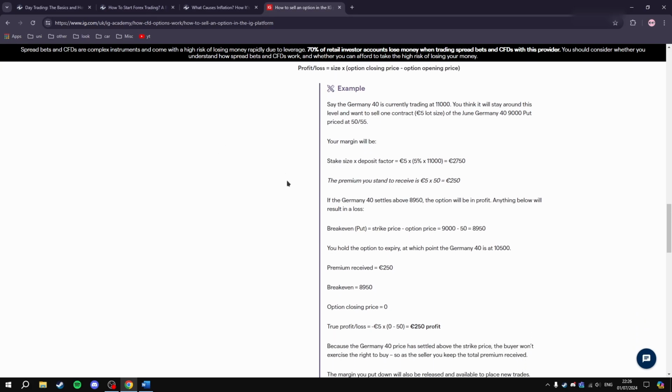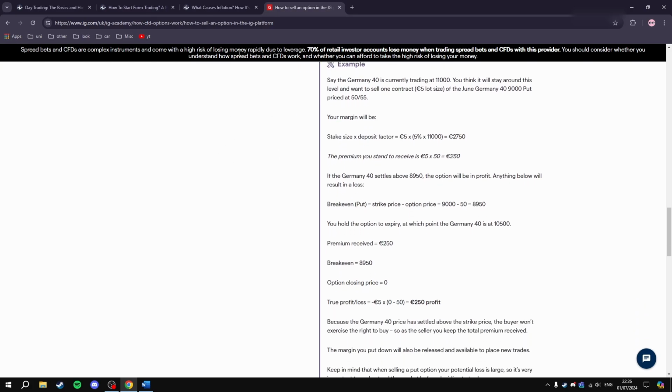So for example, say that the Germany 40 is currently trading at 11,000. You think it will stay around this level and want to sell one contract, €5 lot size. And the June Germany 40 9,000 put priced at 50.55. So that's a bid and ask price.